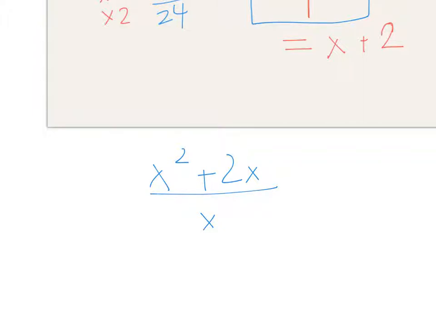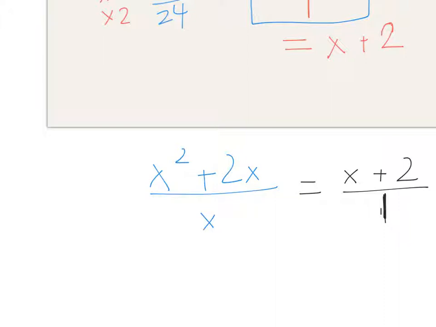One thing you can always think of doing too, and this helps some people and other people it doesn't help, it kind of depends on your way of thinking. But if they all have an x, I can take one x away from each of them. That was x squared, so if I take one x away, I now just have one x. Here I had 2x. If I take the x away, I just have 2. And on the bottom, if I take the x away, I don't have anything there, so I just have a 1. Okay, that's another way of thinking about it.